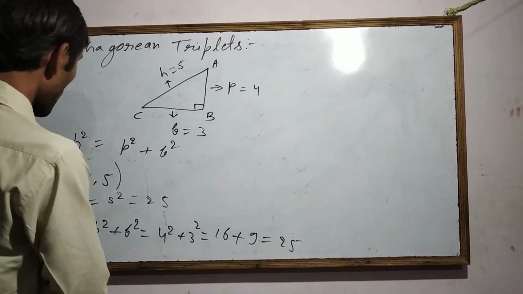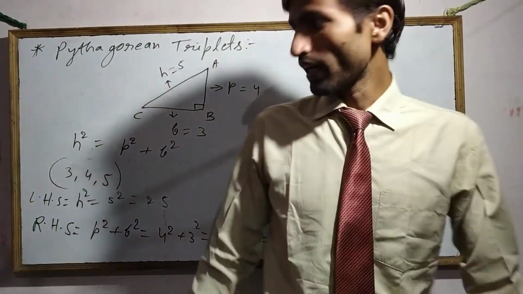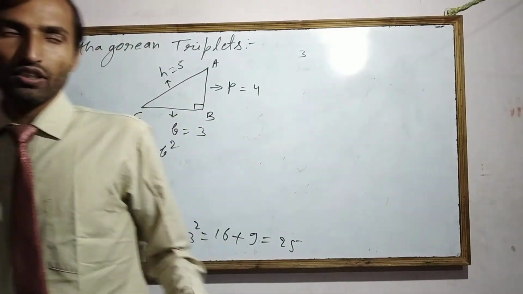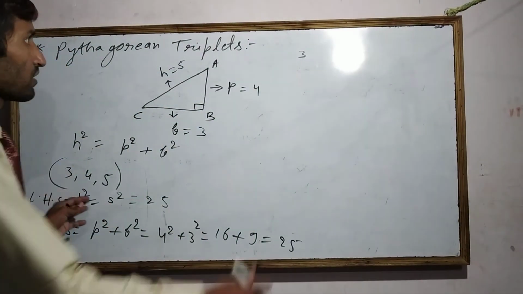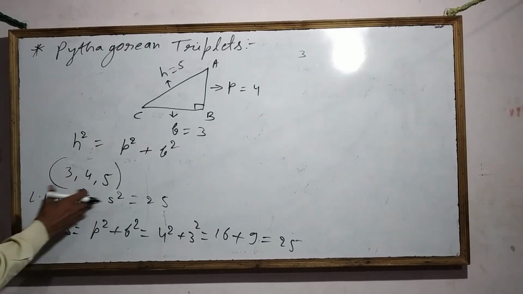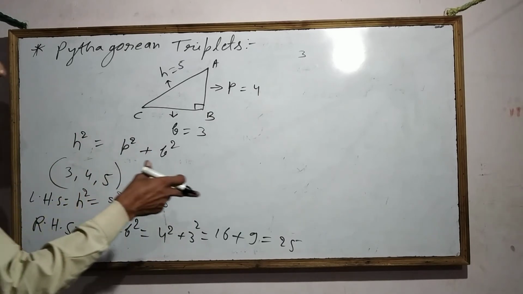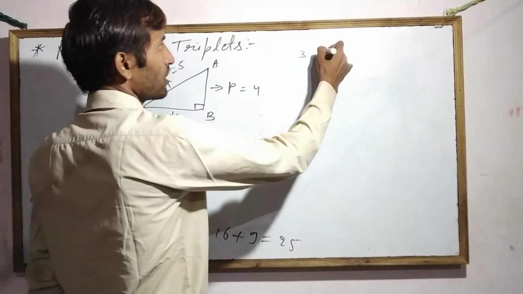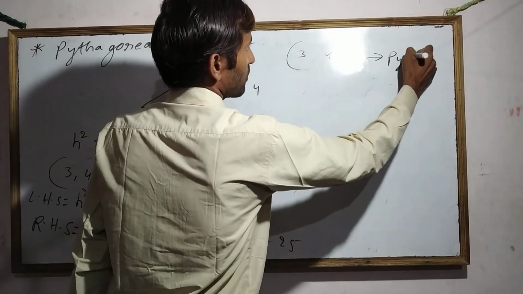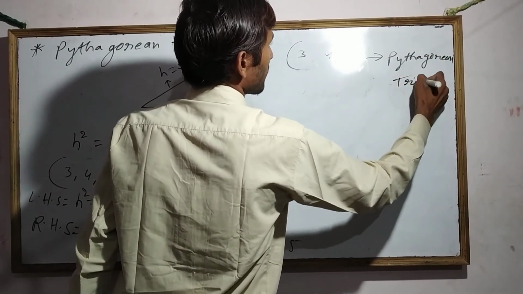Sometimes a question will come like this: three numbers are given, and we have to check whether they are a Pythagorean triplet or not. In this case, you have to use this formula only, and find the LHS and RHS. If both are equal, then we can say it follows the Pythagorean triplet. So 3, 4, 5 is a Pythagorean triplet.